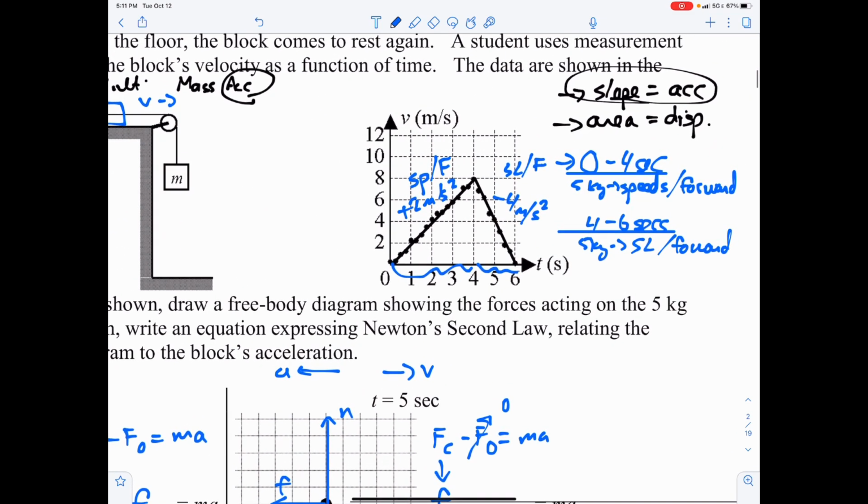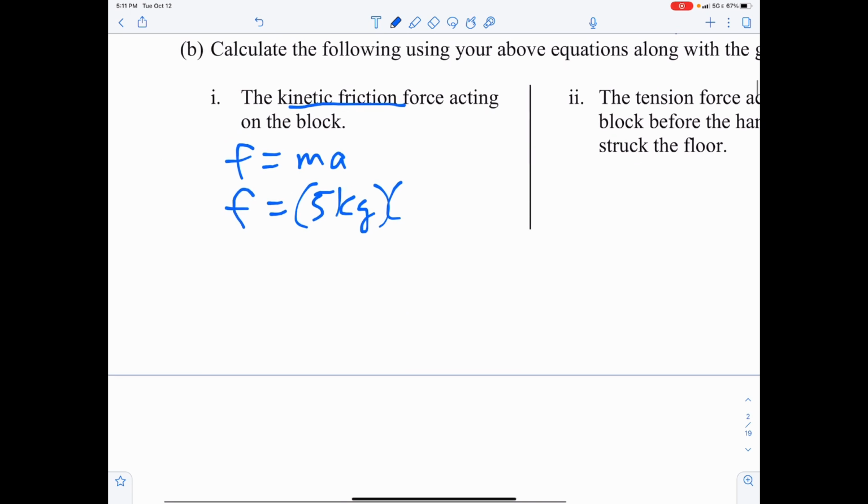Remember, we found the acceleration to be -4. Again, the negative just tells you about the direction or the qualitative nature of the acceleration. The fact that we're decelerating going forward, basically. So I just need the 4. And the friction force would be 20 newtons. Kinetic friction of 20 newtons.